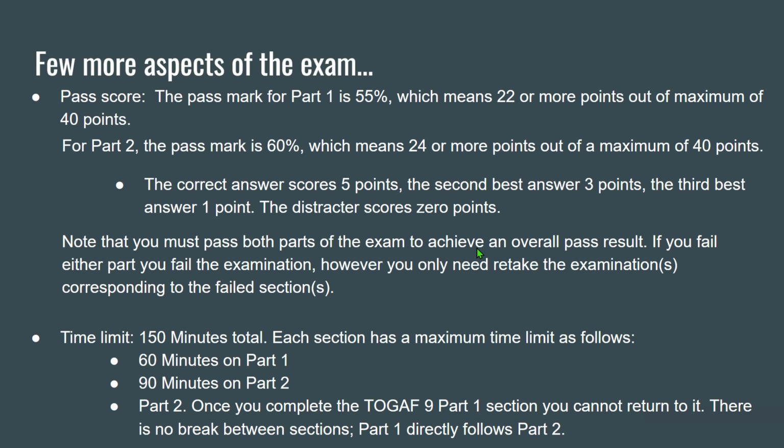So how much time do we get for the 2 exams together? So 150 minutes is what you get, and this is equal to 2.5 hours. Then each section, so 60 minutes is part 1, and 90 minutes is part 2. So the 60-minute part 1 will stop automatically and it will enter into part 2.